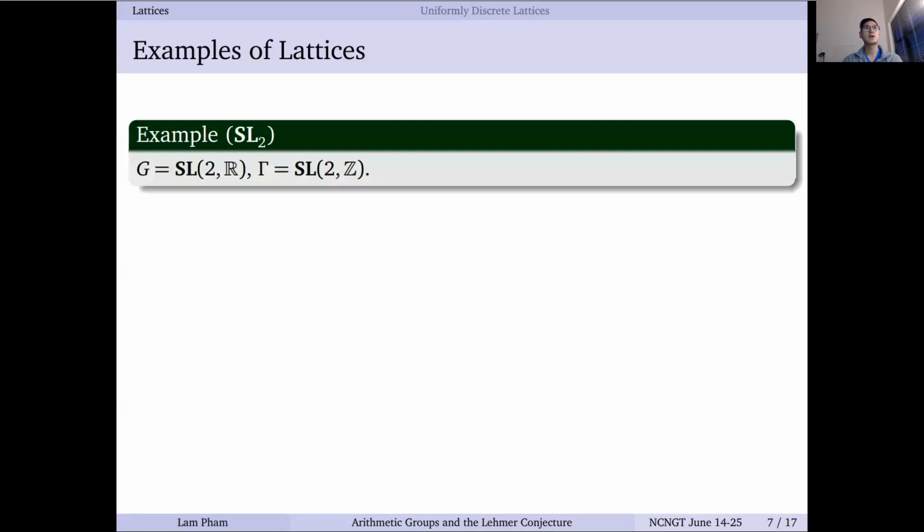So here are some examples of lattices. I will try to go through 2 examples, actually 3, but 2 in more detail than the last one. So let me start with the following. Let's say we take SL2, we take SL2R, and we take SL2Z. So in the previous notations, we have G, and gamma is indeed here G sub Z.